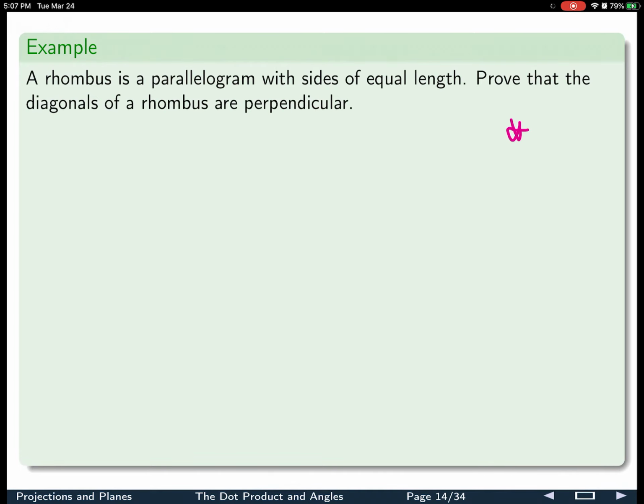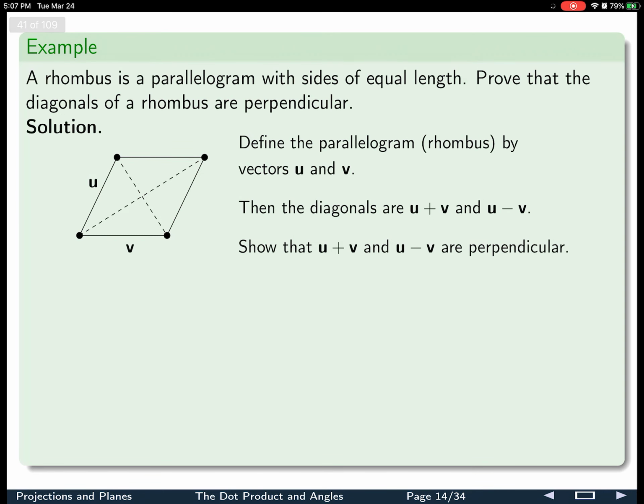All right, here we're going to do a little bit more geometry. We have a rhombus. And a rhombus is special because all of its side lengths are equal. We're going to have to use that in this solution. So we're going to prove that the diagonals of the rhombus are perpendicular. So we're creating this rhombus so that u is one side, v is another side. They're of the same length. The diagonals here are u plus v and u minus v.